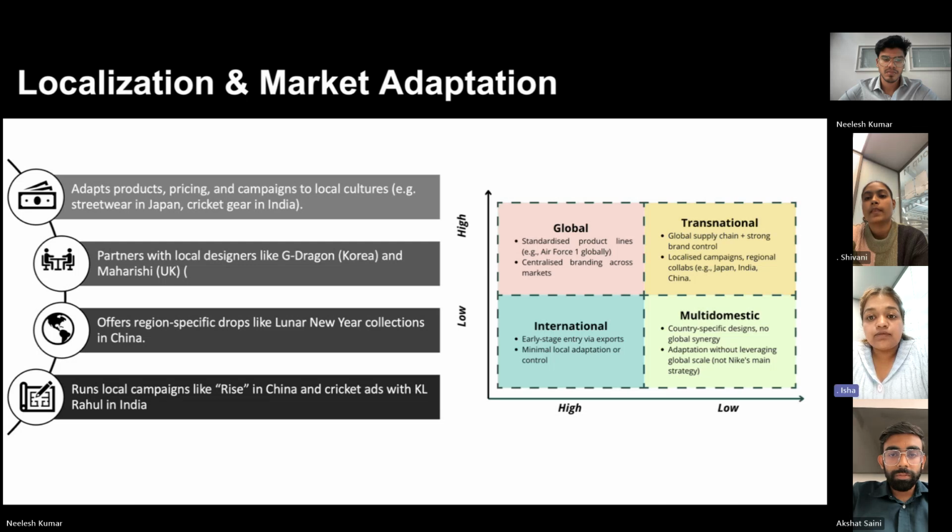In India, the focus shifted to cricket. In Japan, collaborations reflected the country's unique streetwear culture. Nike also tailors product sizing, colorways, and even store layouts to regional trends. This level of localization strengthens customer loyalty and helps Nike stay relevant in highly competitive and culturally diverse markets.